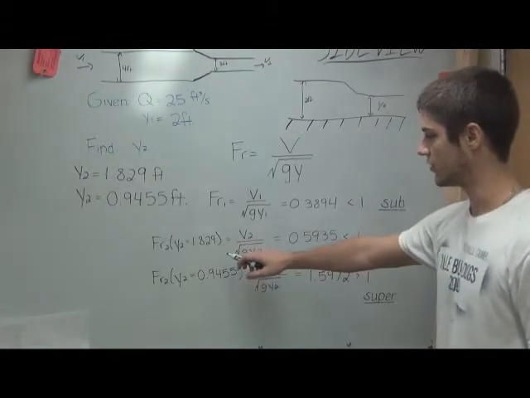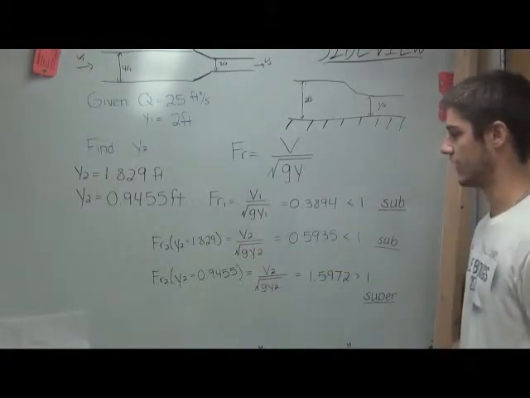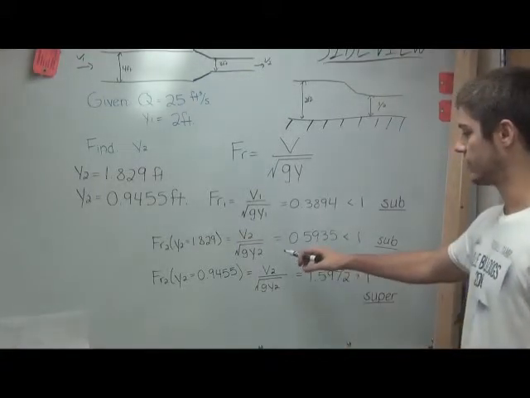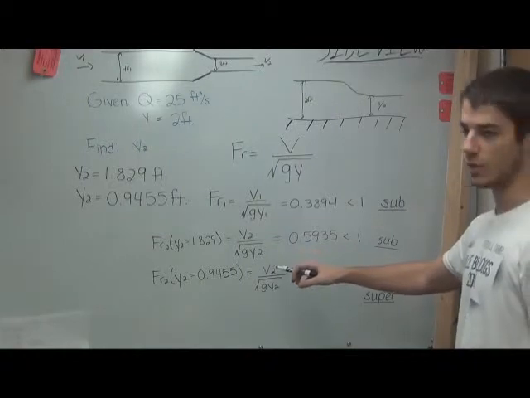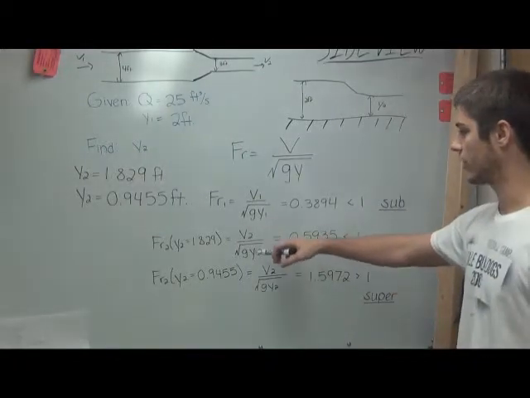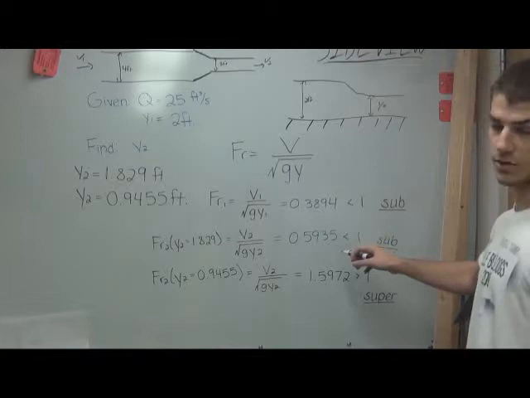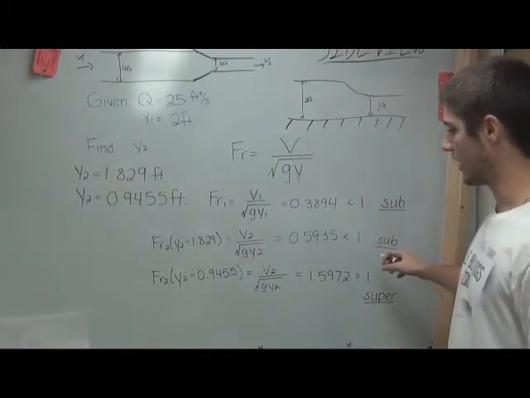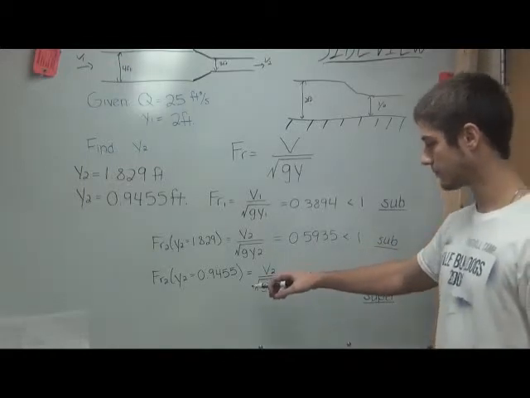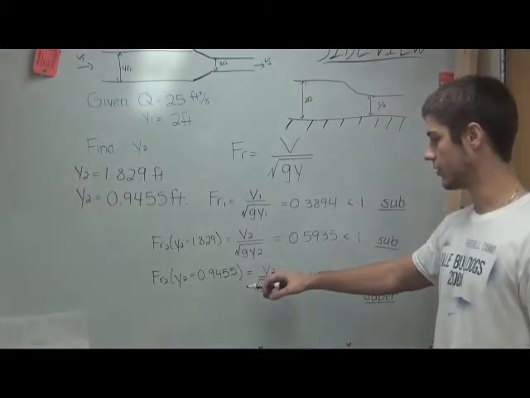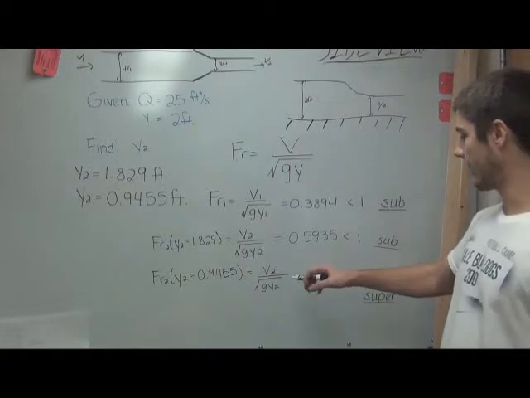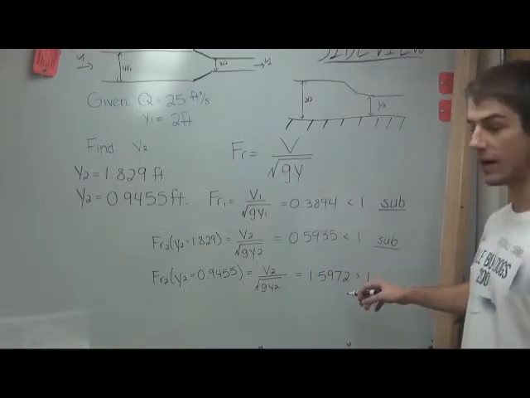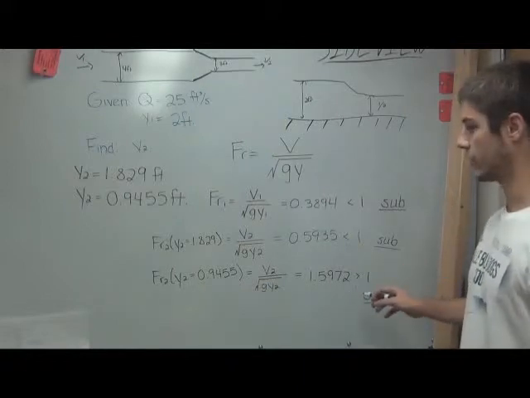So first we used Y2 equals 1.829 feet. You can find it the same way. It's equal to V2 over the square root of GY2. When you put all those numbers in, you end up getting a value that is also less than 1, which is subcritical. But we'll check the other one just to make sure. This Y2 is equal to 0.9455. When you plug all those numbers in, you get a value that's greater than 1, 1.5972. So you know it's supercritical.